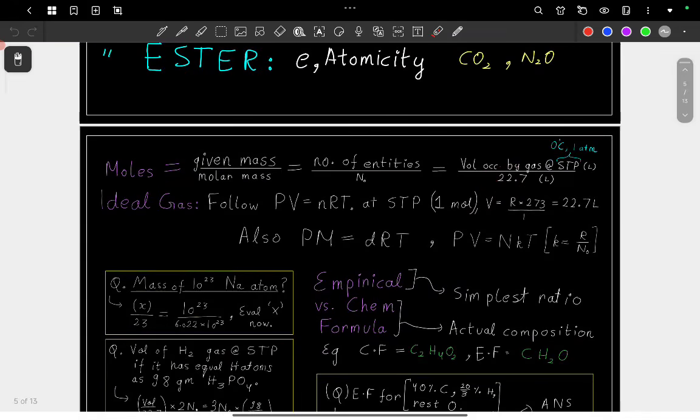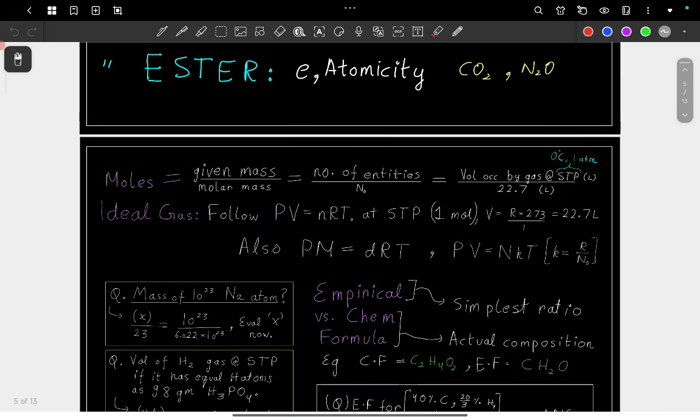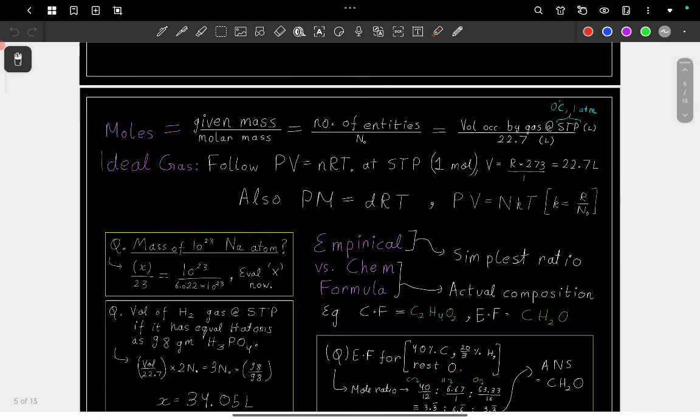Well, at STP we know the temperature and the pressure, so using the ideal gas equation we put T and P, and for 1 mole we put n is equal to 1 and R we already know. So that's how we get the value of volume, which is 22.7 liters.